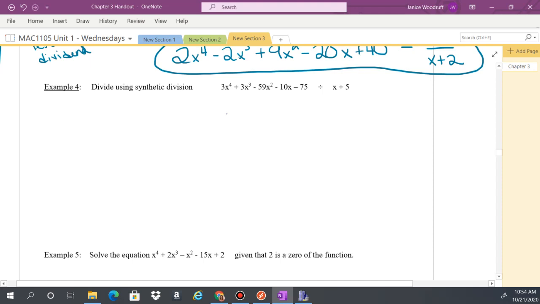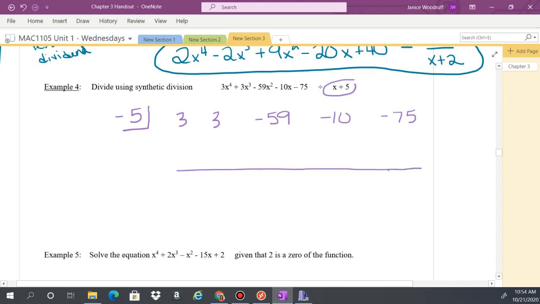So I'm going to line up the coefficients. Here I've got 3, negative 59, negative 10, negative 75. And then what am I putting in my division pants? Negative 5. Take the opposite sign here. Then I do a positive 5. Yeah, because remember, you're saying, okay, I'm going to set it equal to 0, and I'm going to solve: is that an x value?